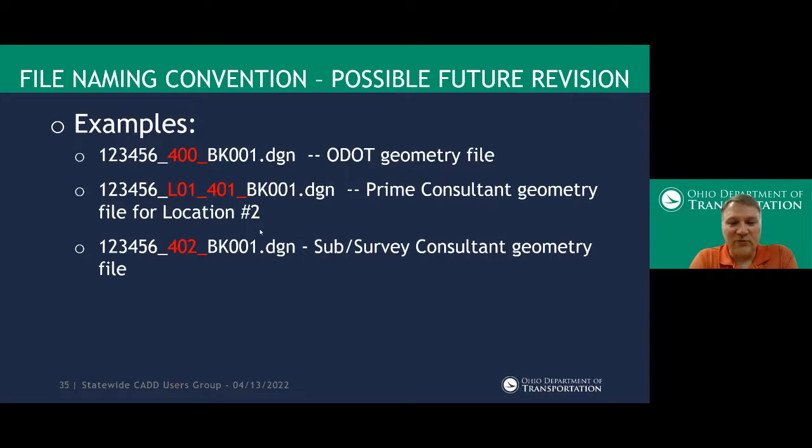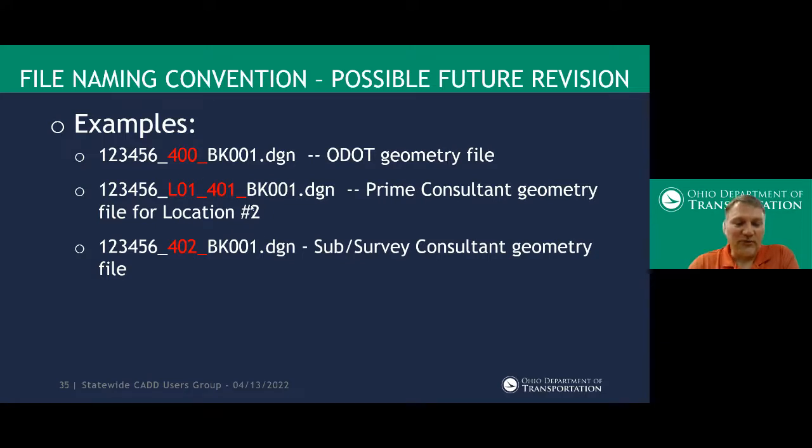So here's just a couple of examples. The first one there, in the 400 folder, would be BK001. That would be the ODOT geometry file for whichever alignment we decided to use. And then the second example there would be location 1 for the prime consultant. Oops, my slide's wrong. Location 1 for the prime consultant, that'd be their BK geometry file. And again, you can see the last folder there would be the sub-consultant or survey consultant, something like 302 or 402, and that would be their BK file.